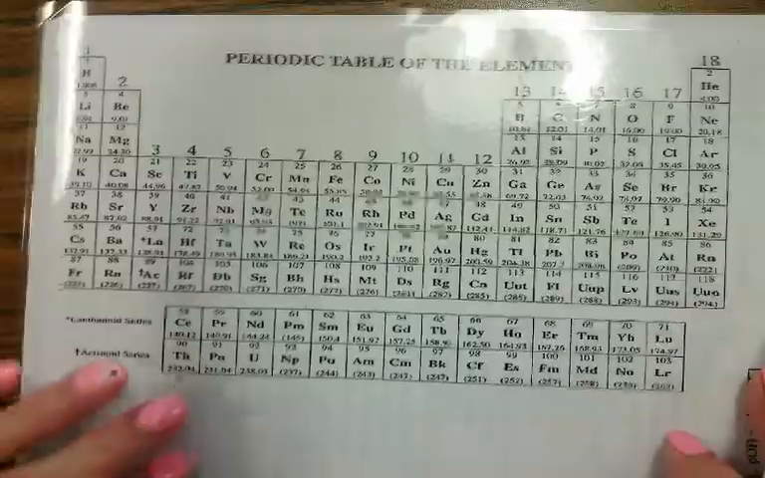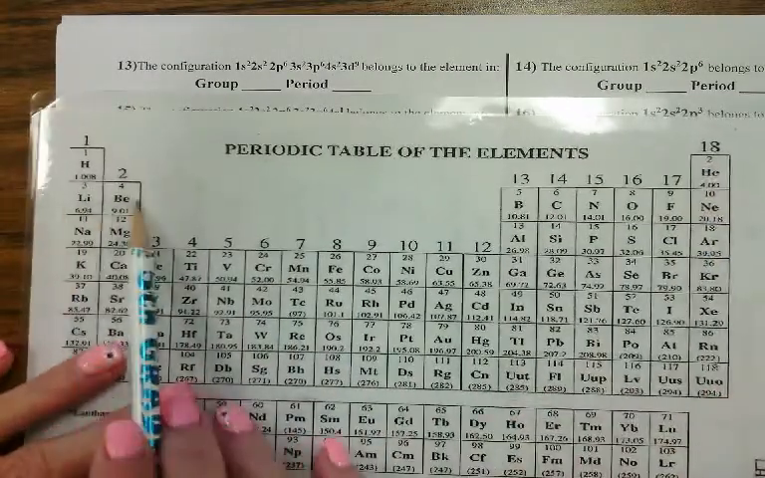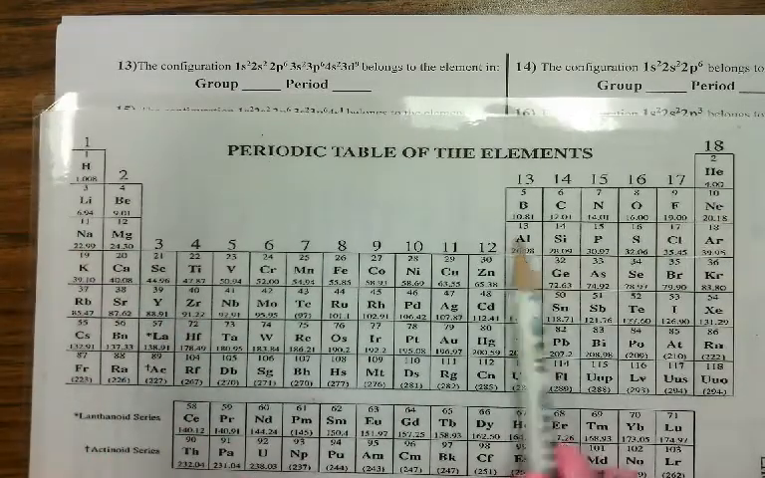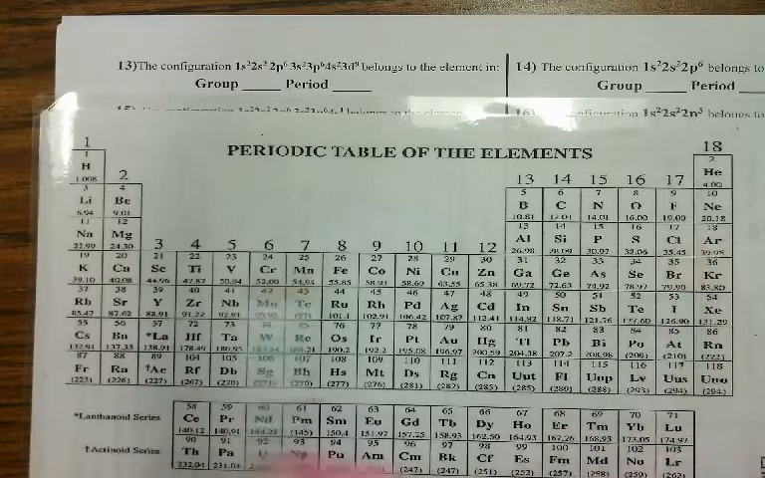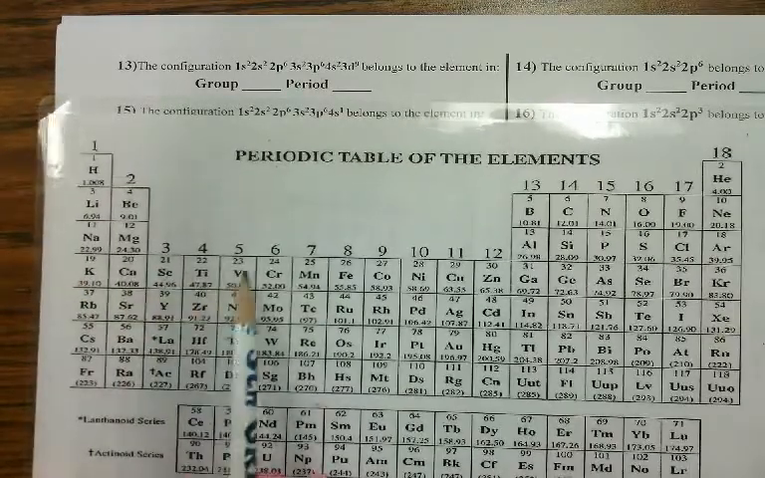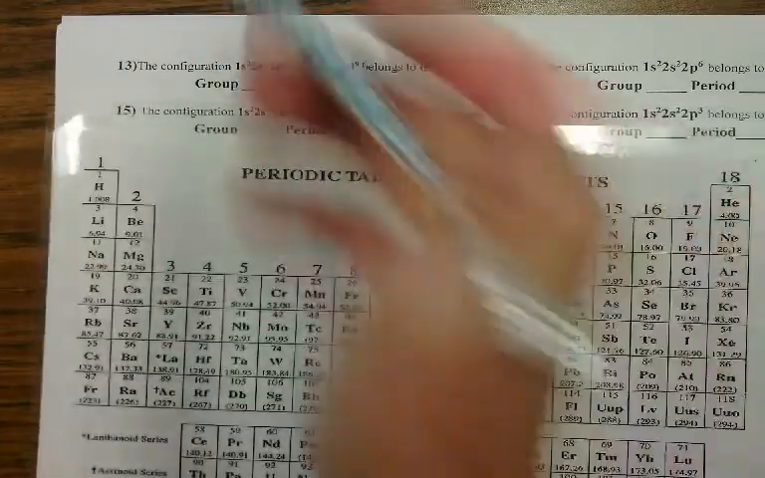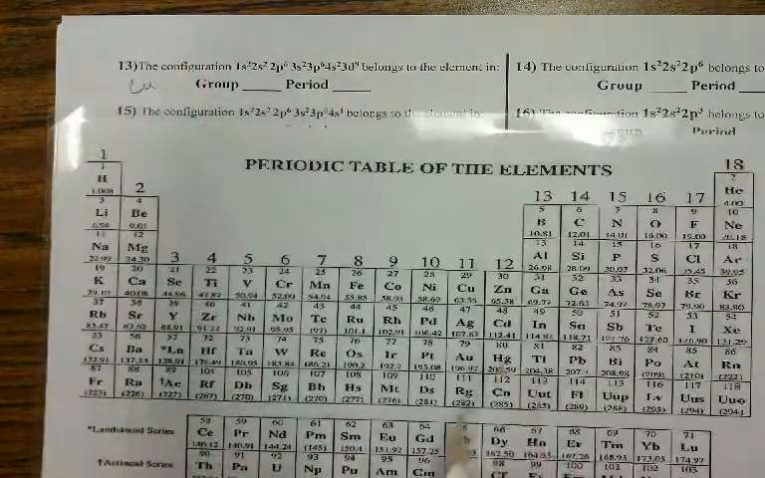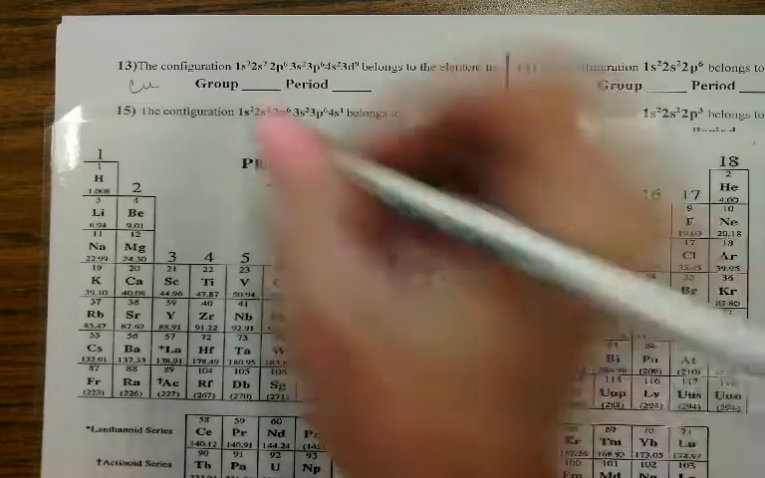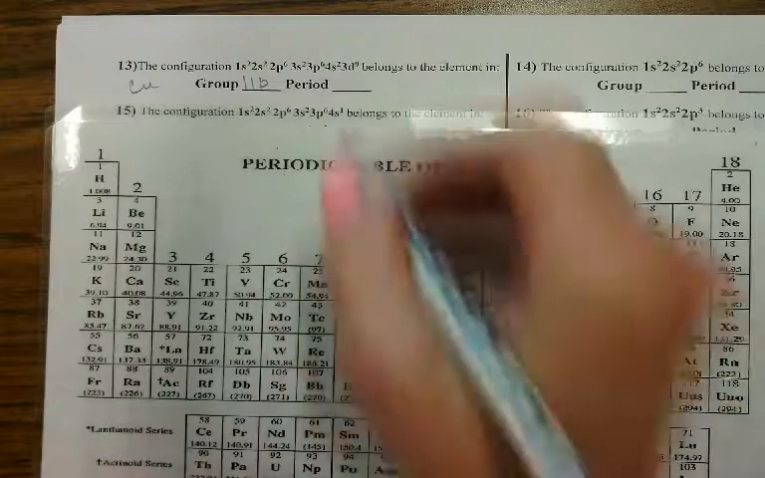Here's your periodic table. And it was, let's see, 1s2, 2s2, 2p6, 3s2, 3p6, almost there, 4s2, 3d9, 1, 2, 3, 4, 5, 6, 7, 8, 9. It's copper. So this is copper. What group is it in? Okay, it's in the B groups. The transition metals are the B groups, so this would be 11B. And what period? It's in the 4th period.